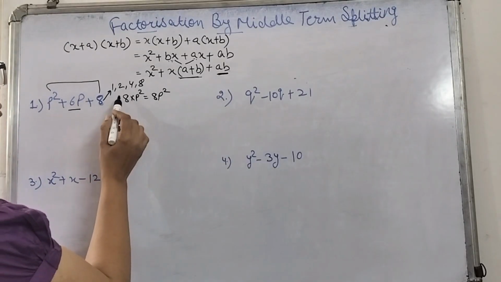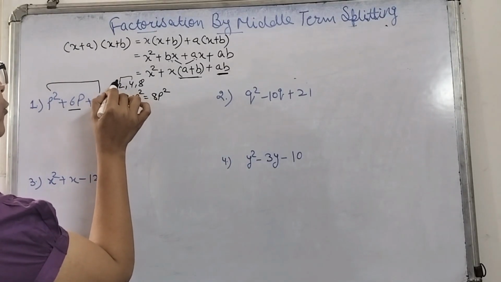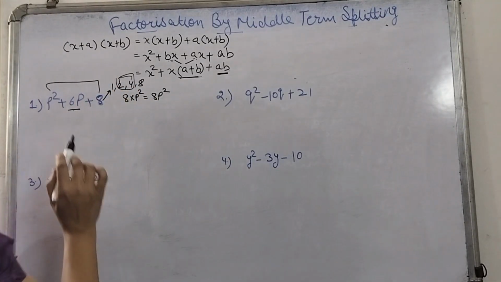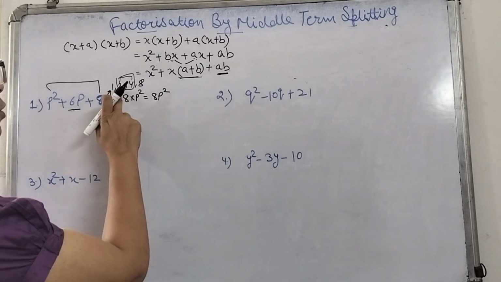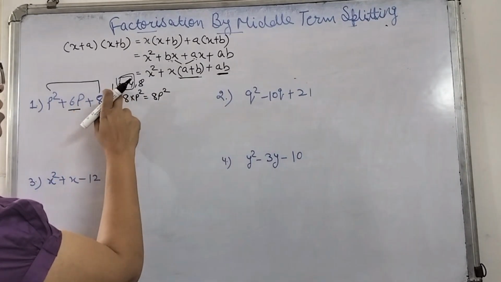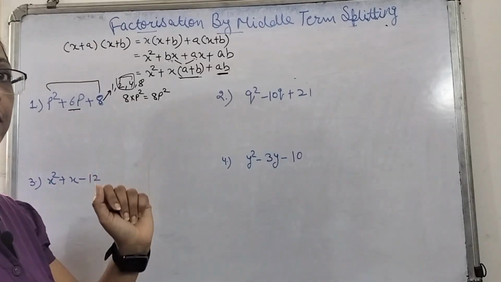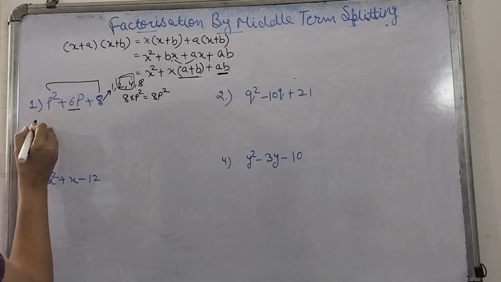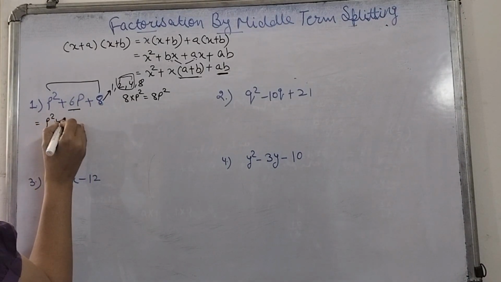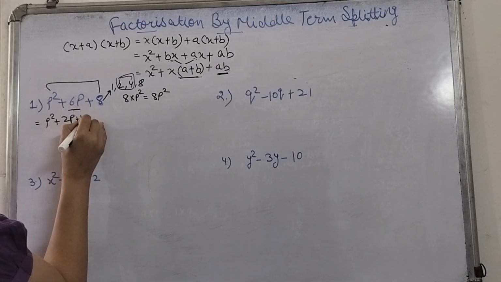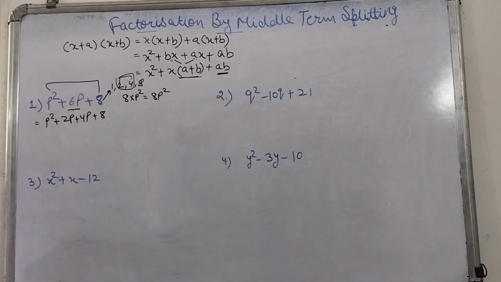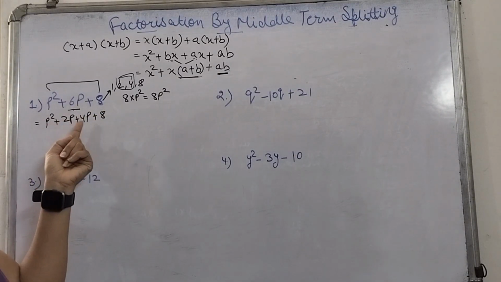Now we can see that the sum of 2 and 4 is equivalent to 6. The sum of 2 and 4 is 6 and the product of these two is equivalent to 8. So we can write this 6p as p square plus 2p plus 4p plus 8. Now see, 6p we have written as 2p plus 4p.